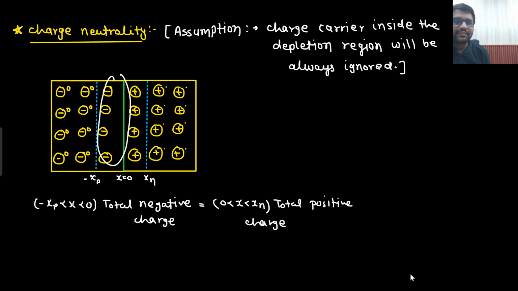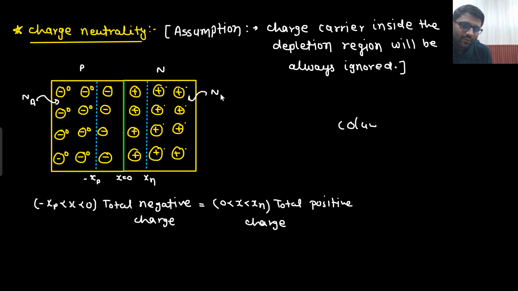Now, how much negative charge is there? What is the unit of charge? Coulomb. So how many coulombs of charge there are, that I need to find out. So what is the level of doping? This is my P side, this is my N side. I have doped Na amount of atoms here, and here I have doped Nd amount of atoms. So I have done the doping of Na atoms per centimeter cube. Let's just say the value of Na is 10, so I have doped 10 atoms per centimeter cube.